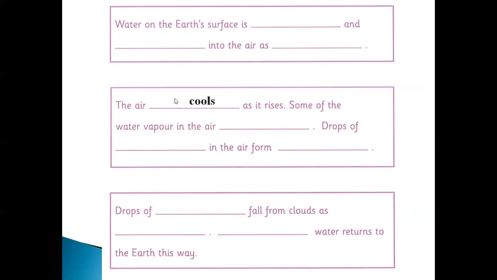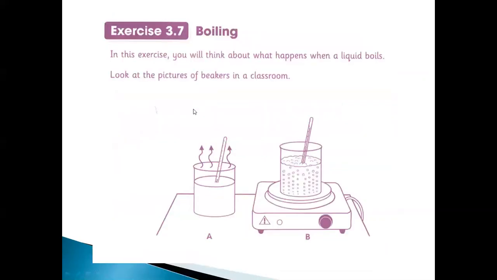Obviously, when it is in the shape of gas, when the evaporation goes up, it cools down. Some of the water vapor in the air condenses. Drops of water in the air form clouds. This happens in the air. So after forming clouds, what happened? The drops of water fall from clouds as rain, or you can also say as liquid. Liquid water returns to the earth this way. So like this the water cycle is completed.